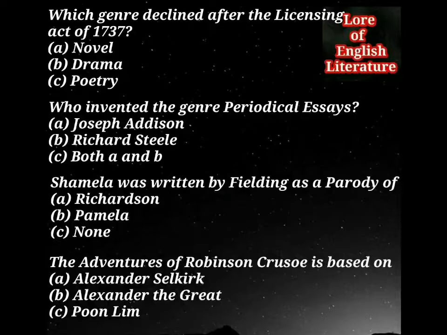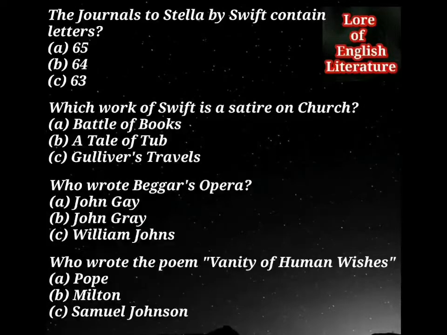The Adventures of Robinson Crusoe is based on Alexander Selkirk, Alexander the Great, or Poon Lim. So A option is the correct one. Alexander Selkirk is the correct option. The Journals to Stella by Swift contains letters: 65, 64, 63. So A option is the correct one. The Journals to Stella has 65 letters.